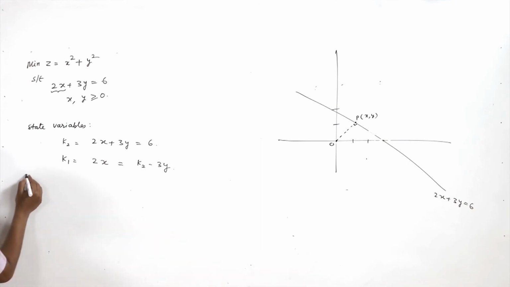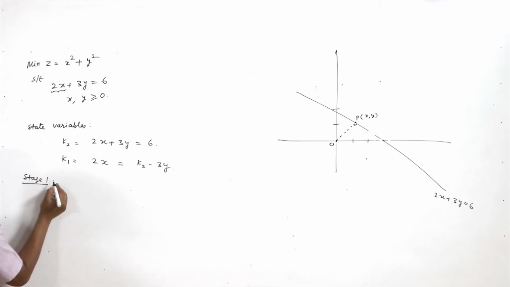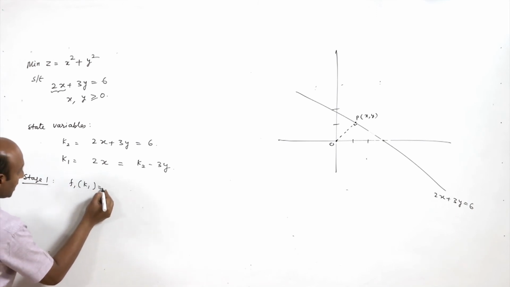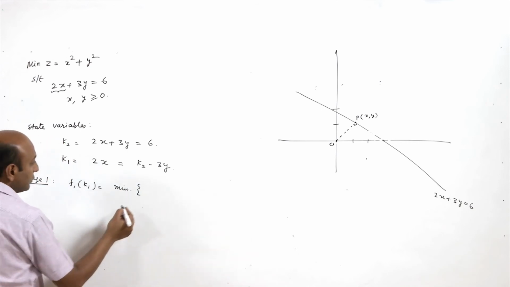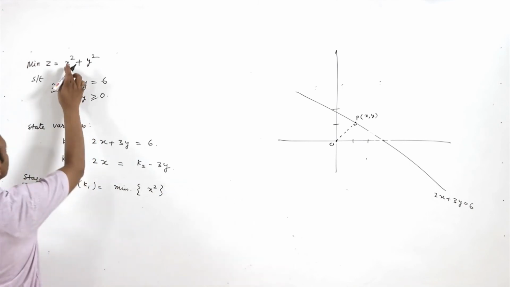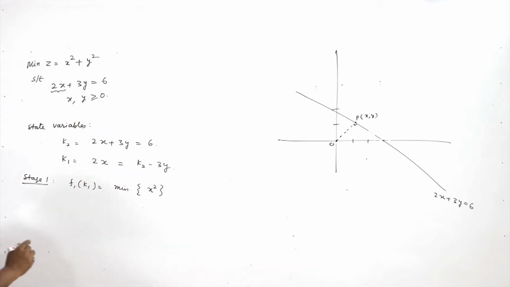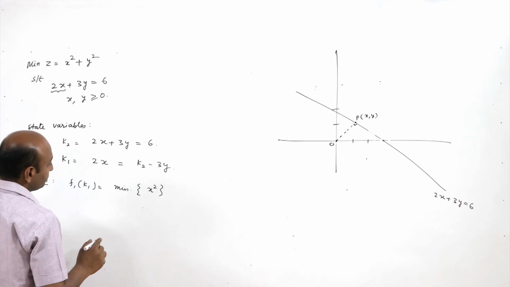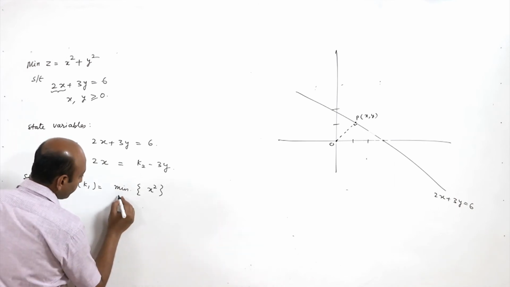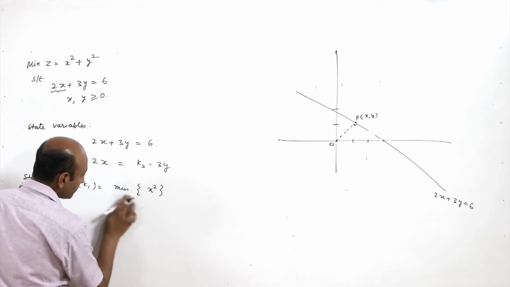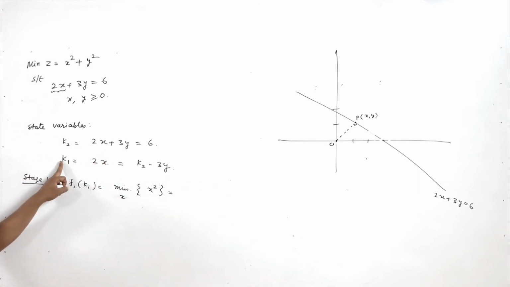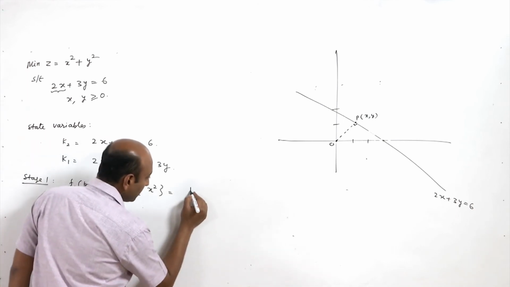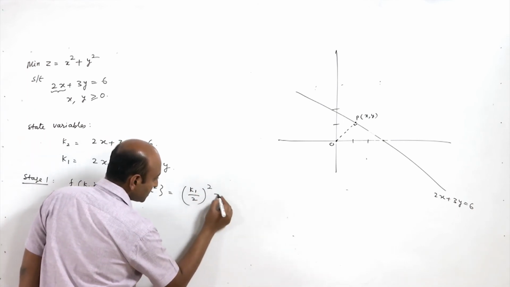Now, we start from stage 1. Stage 1 is f1 of k1, which is the minimum of x square over x, subject to 2x equals k1. And what is x? x is k1 by 2. So, the minimum will be k1 by 2 whole square, which is k1 square by 4.